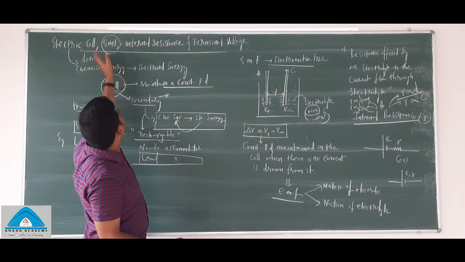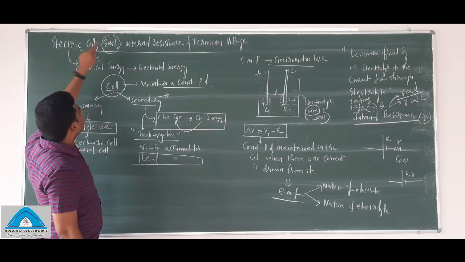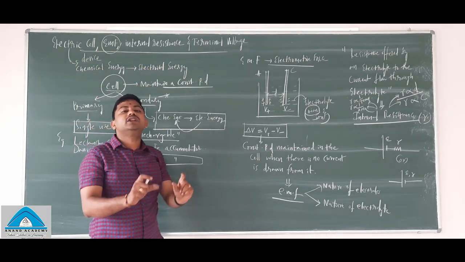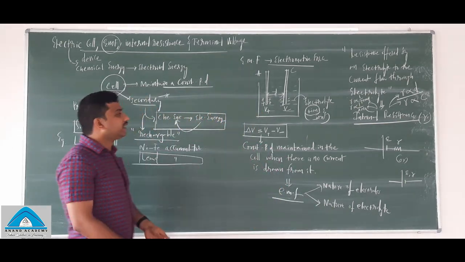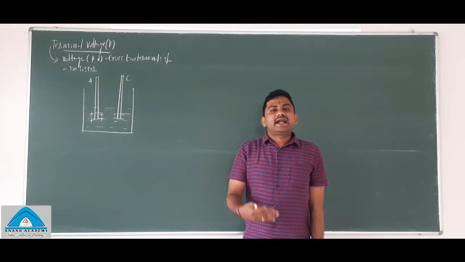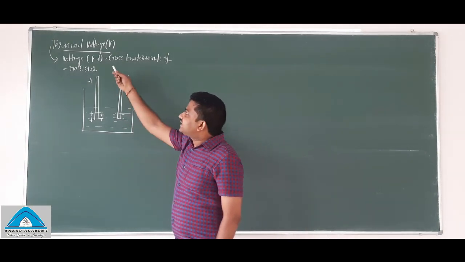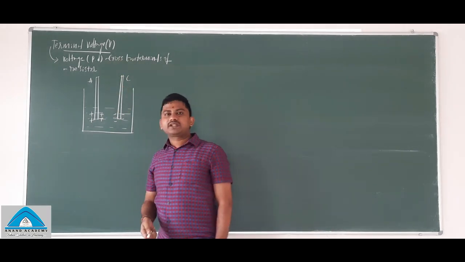So out of 4 important things, we have finished 3. Number 1, electric cell, EMF, internal resistance. Now the concept called terminal voltage. What is meant by terminal voltage? We will be doing it now. Let's understand the concept called terminal voltage. The terminal voltage is denoted with the symbol capital V.